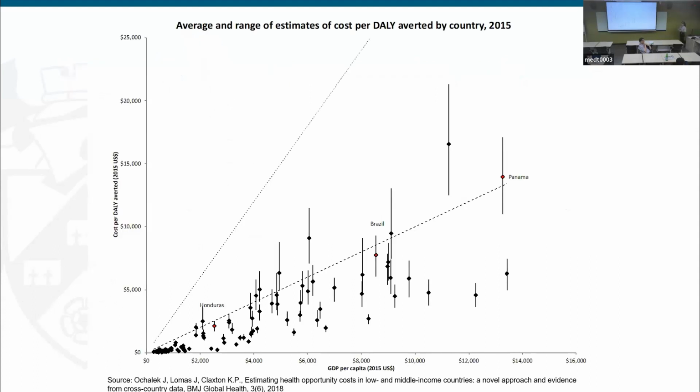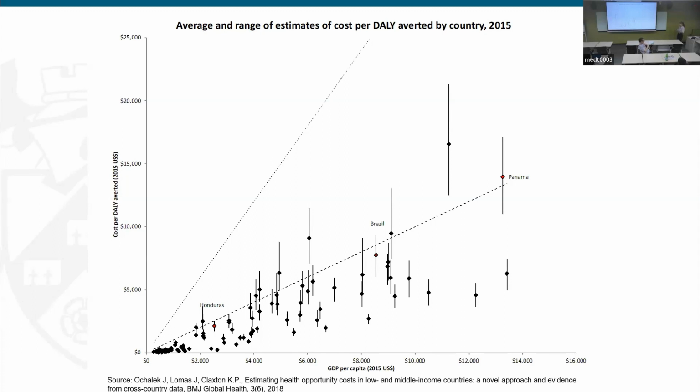And this figure shows the results by GDP per capita. So the smaller dotted line at the top is 3 times GDP per capita, and the bottom one is 1 times GDP per capita. And what we can see from this is that a lot of these estimates fall below 1 times GDP per capita, with some falling kind of above that, but all are below 3 times GDP per capita. So you may be familiar with the formerly recommended WHO thresholds of 1 to 3 times GDP per capita.